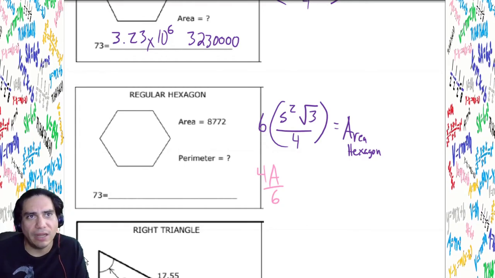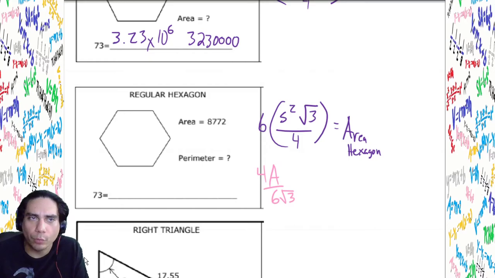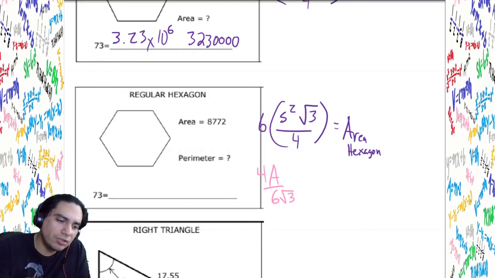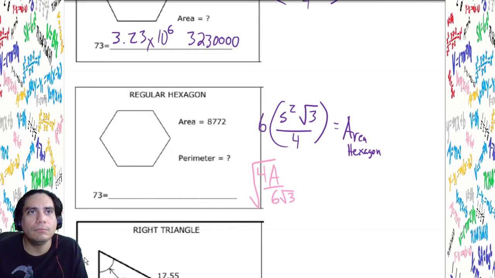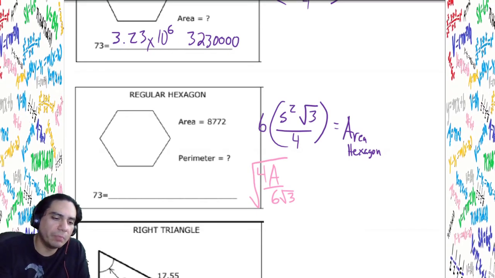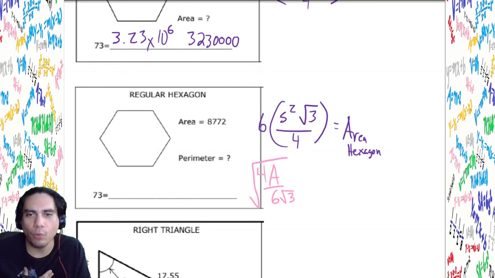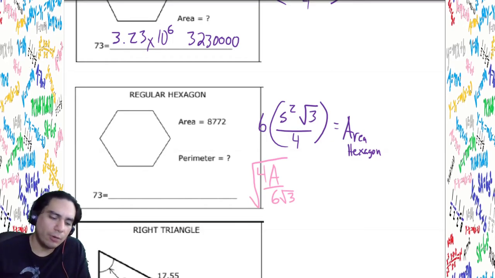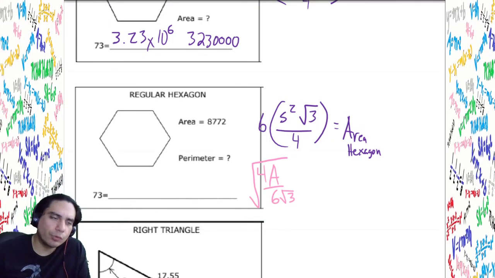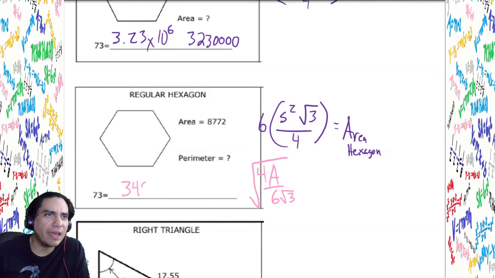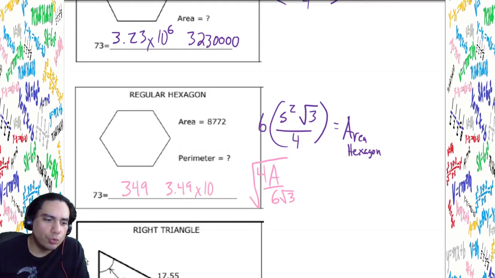And then after that, we're going to divide again by square root of 3. So I'm going to hit 3 square root divide. Then after that, we're going to hit what? Square root. Square root this bad boy. And now I got my side as 58.1. Now that we got that, we get 6 multiplied because there's 6 sides. And it looks like the perimeter of this is 349, or 3.49 times 10 to the second.